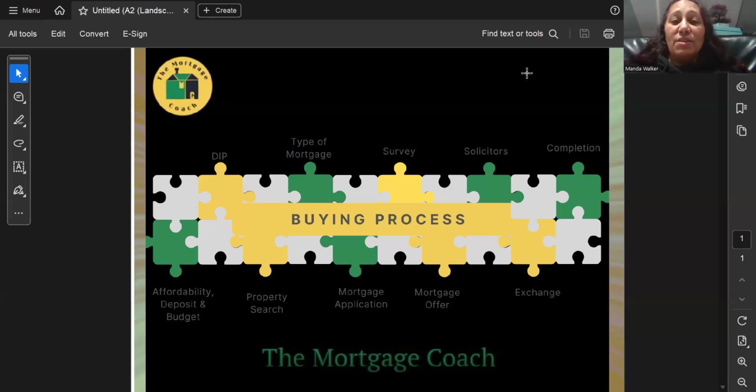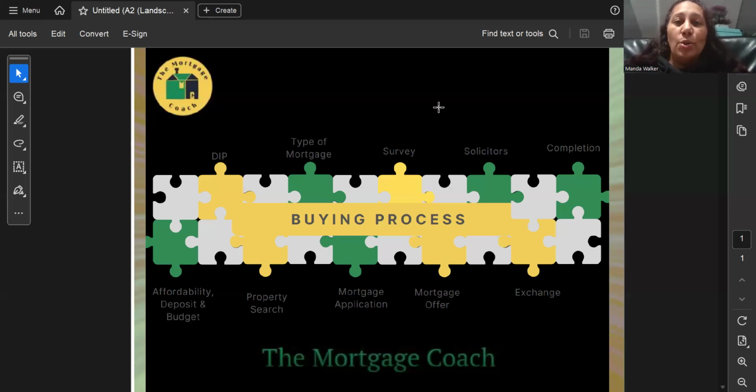Then after you've done the valuation, if they're happy, and they've done the survey and they're happy, and all the information on the full mortgage application is happy, the people that review your mortgage application are called the underwriters. If they're happy with all the documents that you've supplied or the mortgage advisor has supplied, then you should get your mortgage offer.